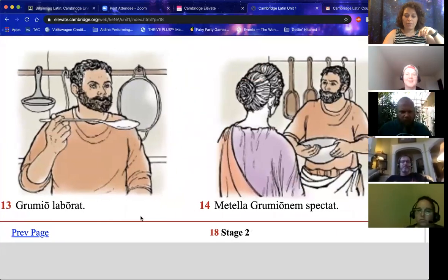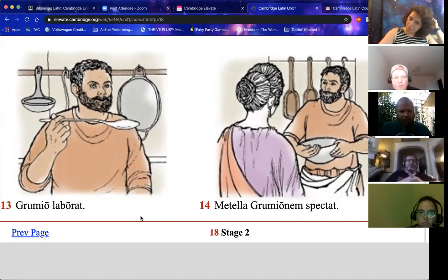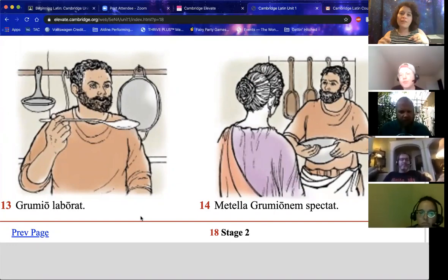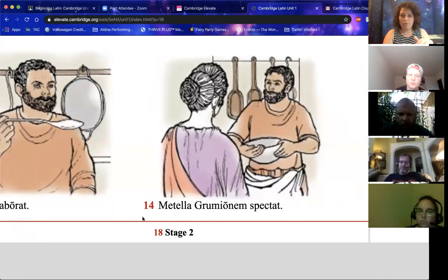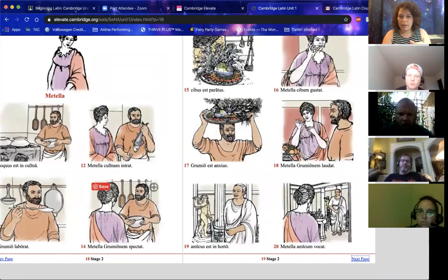All right, so Clay, in 13 and 14, which word is changing? Grumio becomes Grumionem. So we're not just adding an M to the end of the word, we're changing the ending, because we added three letters, N, E, and M, to his name, right? Very good. And it's changing because in number 13, he's working, he's doing the action. And in number 14, he's being watched. He's receiving the action, right? It's happening to him.